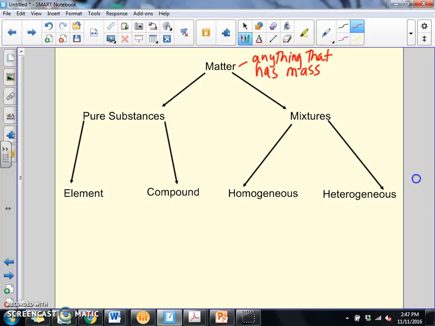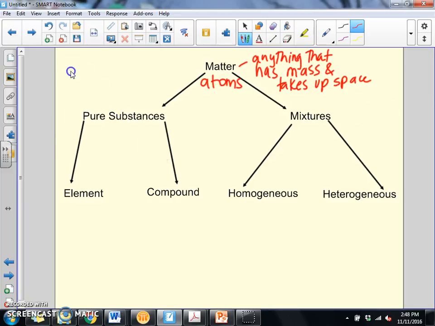If it has mass, that means it weighs something. And if it takes up space, then it has volume. So it's anything that has mass and takes up space. Now, matter is made up of tiny particles that we call atoms. This should be familiar to you from class and also from physical science. So, you can break matter down into two things, pure substances and mixtures.